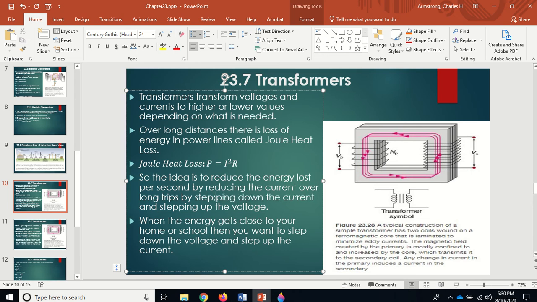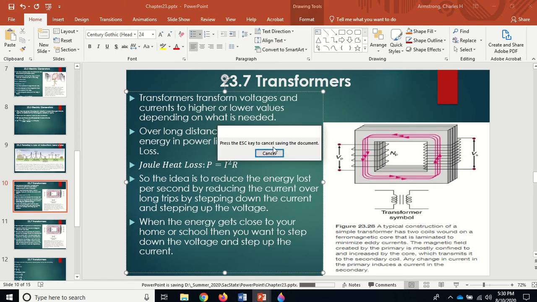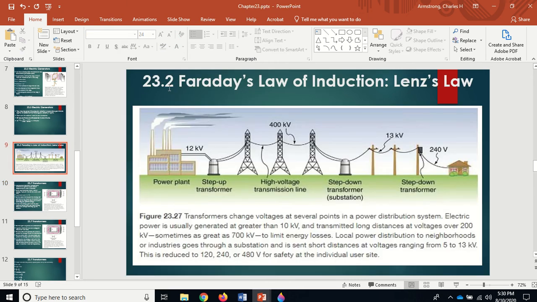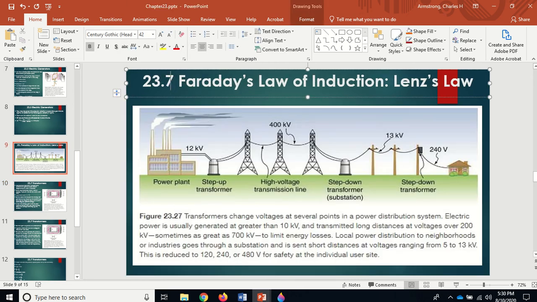Stepping down the current. Oops, what did I hit? Stepping down the current and stepping up the voltage. Okay, I'll go ahead and upload a newer version of this. All right, so then I should probably change this up here. Oh, okay, let me just change this.